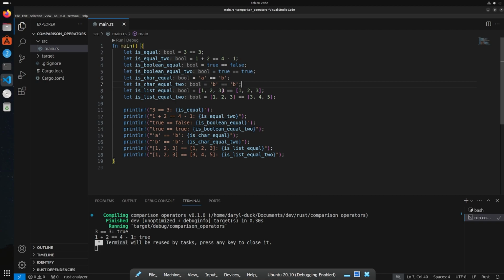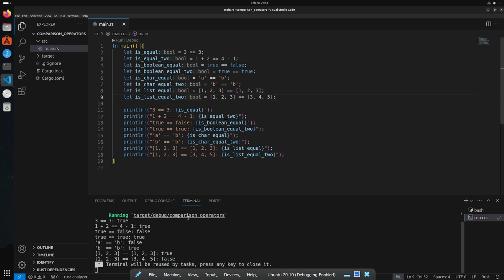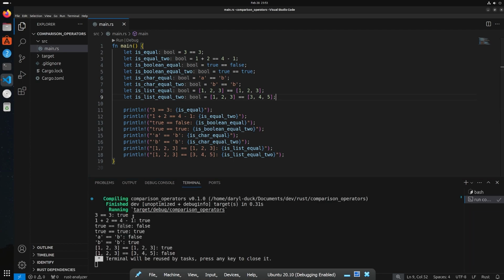We could even compare lists, right? Where if the list contained the same items in the same position, then they're deemed equal. But if we have items in different numbers in different positions, then they won't be equal, right? So let's run this and see what the results are. And it should be pretty much what I suspect, which is we've still got our 3 double equals 3 is true. 1 plus 2 double equals 4 minus 1, that's true.